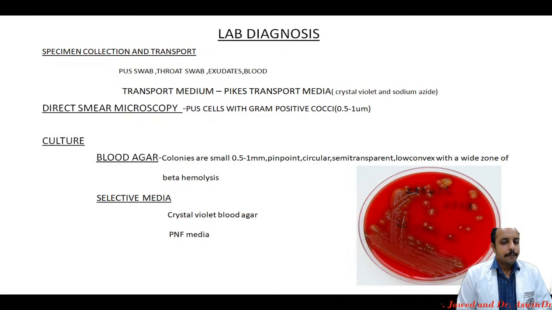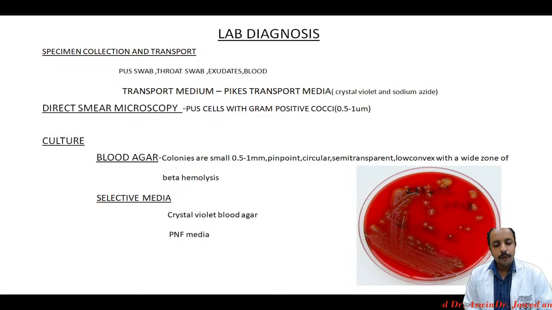Now, coming to the lab diagnosis of Streptococcus pyogenes, specimen collection and transport. We can use a pus swab, throat swab, exudates, and blood as a specimen. It has to be transported to the lab immediately. Otherwise, we can use a transport medium, which is the Pike's transport medium, which contains crystal violet and sodium azide. Under direct smear microscopy, we can see pus cells with gram-positive cocci, 0.5 to 1 micrometer in size.